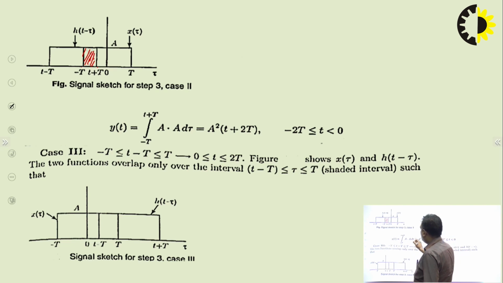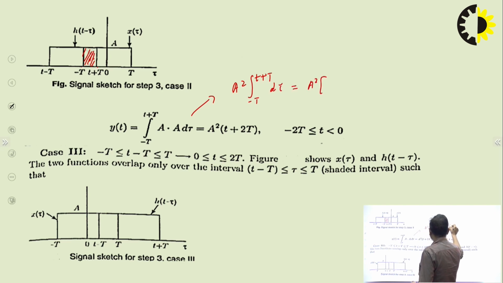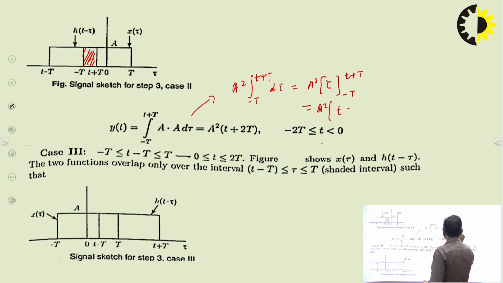So this will become, if you solve this, you will get a square integration from minus T to T plus t of d tau. It means a square, you can call it tau, from minus T to T plus t. So when you solve it, it will become a square times (T plus t) and minus T, so this will become a square times (t plus 2T). So this is the output that we will obtain in this condition.